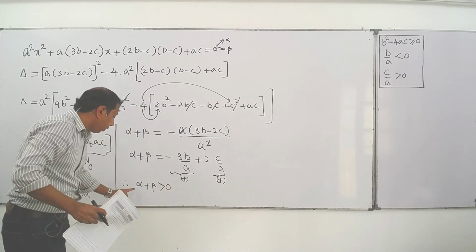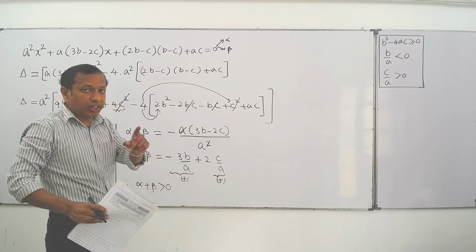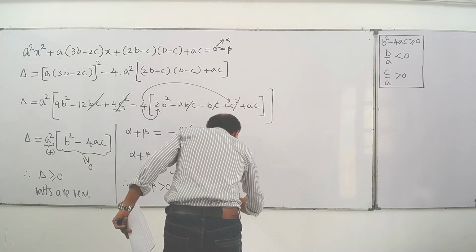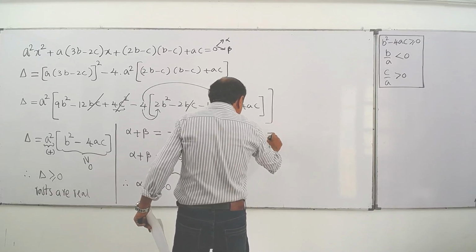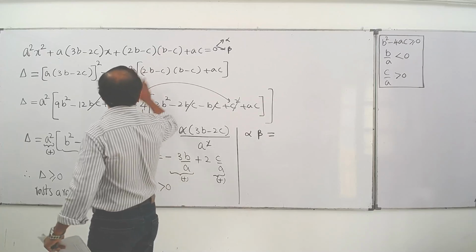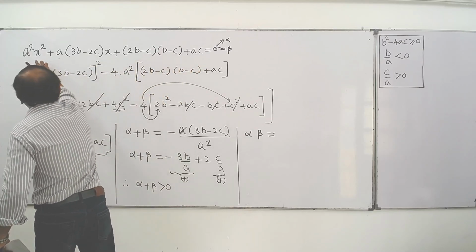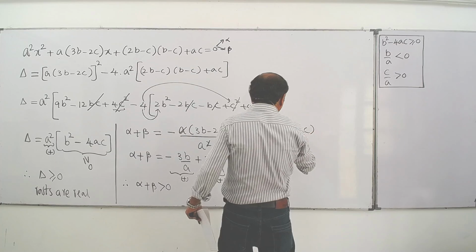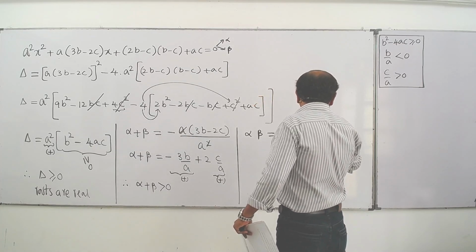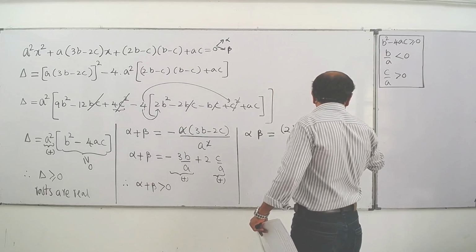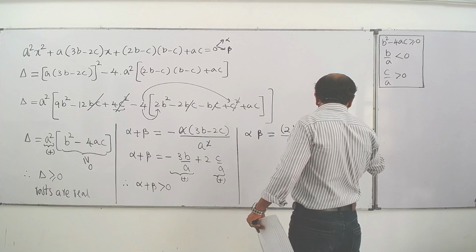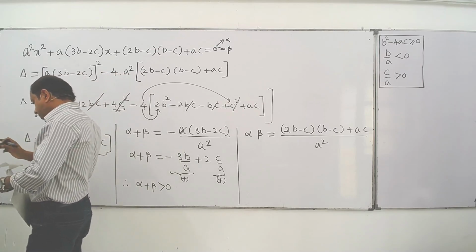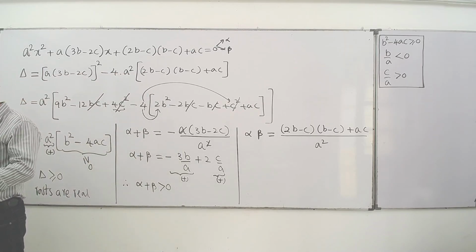Right. By this sum alone we can't say alpha and beta are both positive, right? In addition to this, we have to prove the alpha beta product is also positive, right? Alpha beta product now we can write. This is C, C divided by X squared coefficient. It is 2b minus c, b minus c plus ac divided by a squared. Right, that is the alpha beta product. Now we have to simplify this also.